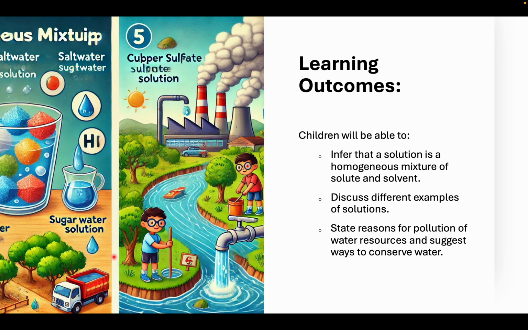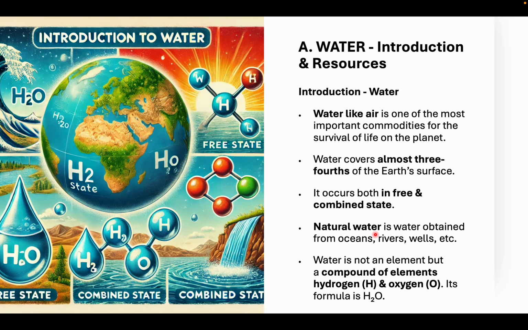So, what is the learning outcome here? By the end of this lesson, you will be able to infer that a solution is a homogeneous mixture of solute and solvent, discuss examples of solution, identify reasons for water pollution, and suggest ways to conserve water.